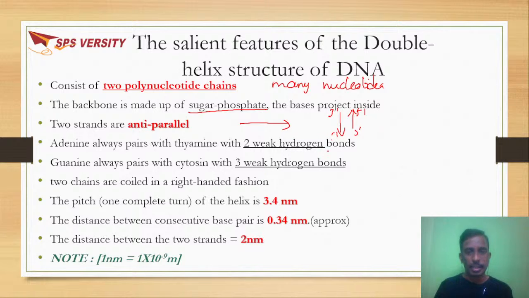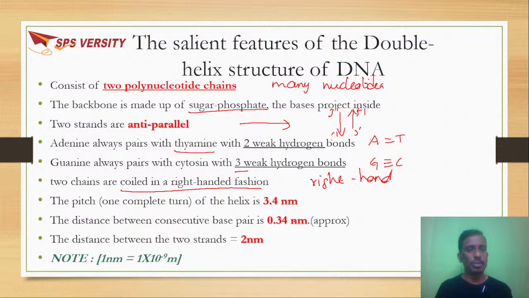Adenine always pairs with thymine by 2 hydrogen bonds. Guanine always pairs with cytosine by 3 hydrogen bonds. And the two chains are coiled in a right-handed fashion. They show right-handed coiling.